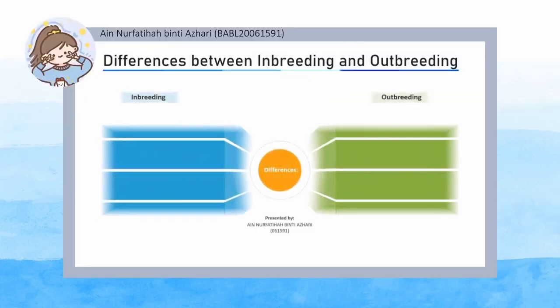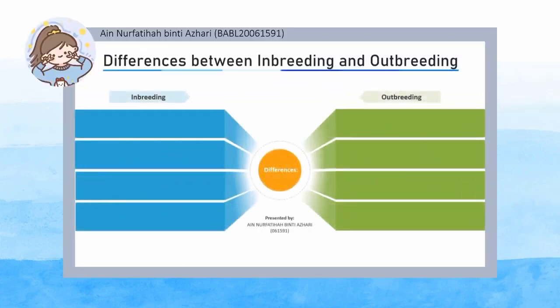There are some differences between inbreeding and outbreeding. Inbreeding involves mating between closely related animals that occurs within the same breed for 4 to 6 generations, while outbreeding is breeding of unrelated animals where the selected breed has no common ancestor for 4 to 6 generations.